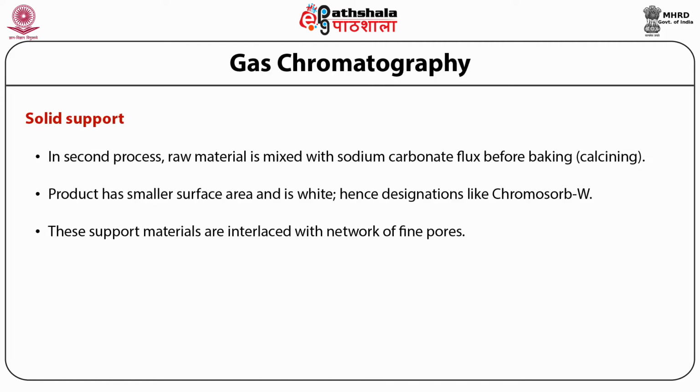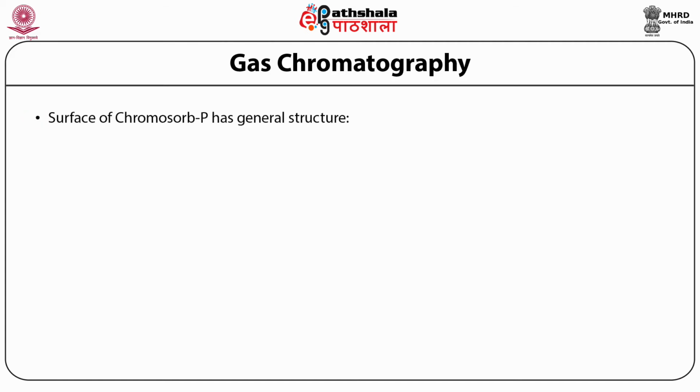These support materials are interlaced with a network of fine pores requiring about 0.5% by weight of a liquid to cover the entire surface with a monolayer. As a heavier coating is applied, the finer pores fill up first, but even with a 20% coating, many free passageways still exist and the average thickness of the layer is still only a few hundred angstroms. The surface of commercial Chromosorb has the general structure as shown below.